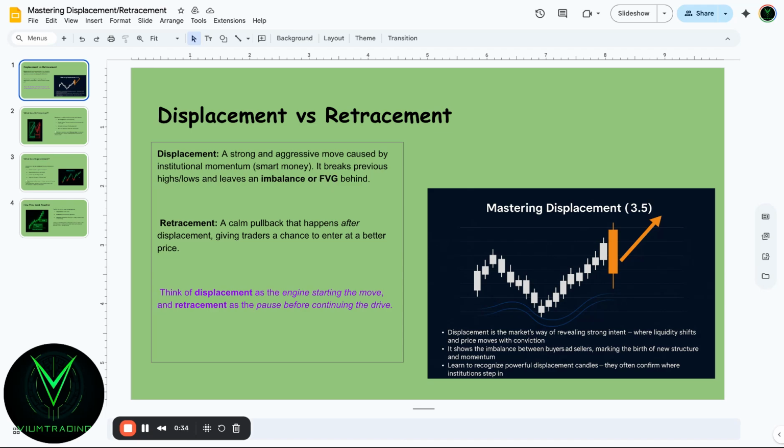And as a trader, after we start seeing displacement, if we are not inside the trade, we want to wait for a retracement. A retracement is a calm pullback after the displacement starts happening. That gives us, as traders, a chance to enter the trade at a better price. Or if we are already in the trade, we use the retracements to get another contract or to place a second trade. Think of the displacement as the engine. You start the engine, and the retracement is a little pause before you continue to drive the car.